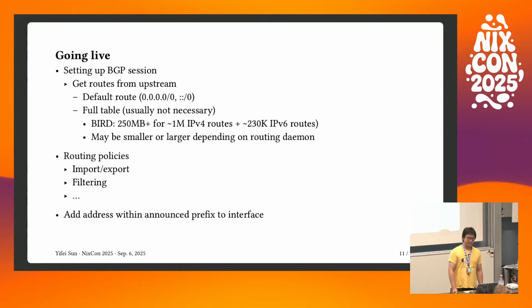And you have to set up routing policies, like import-export policies from your side, or for importing from upstreams, and filtering. If you don't want everything from upstream unfiltered, you can set up ROA filtering, IRR filtering and stuff, or some custom policies as well. And then you add the address that's within the prefix you announced to either a virtual interface or a physical interface.